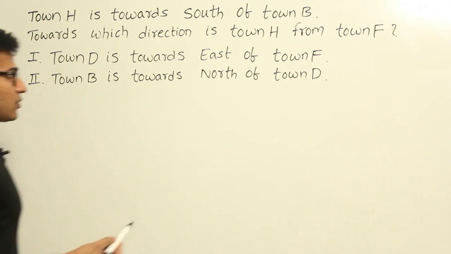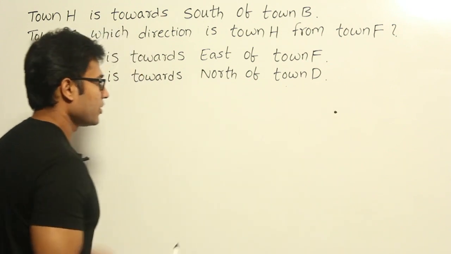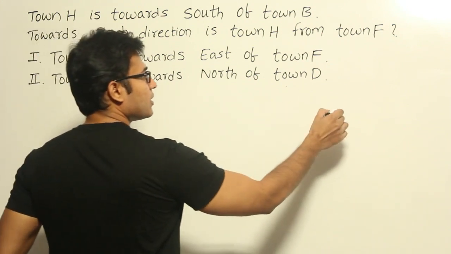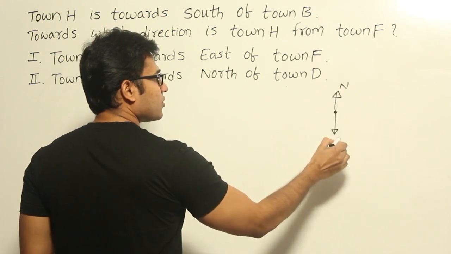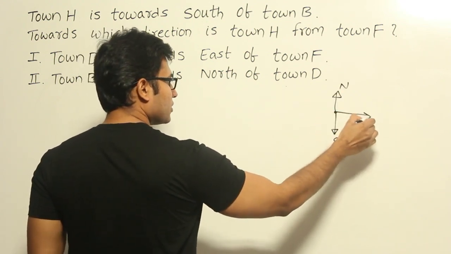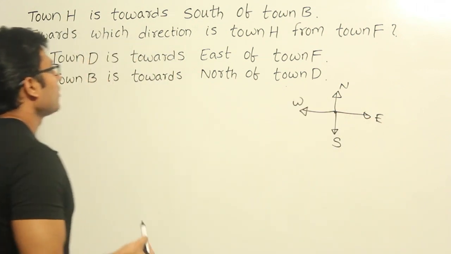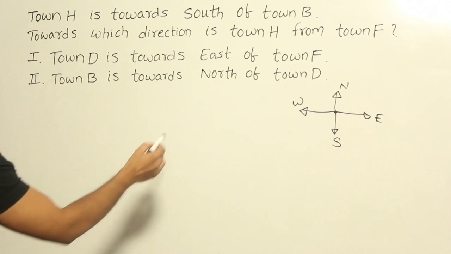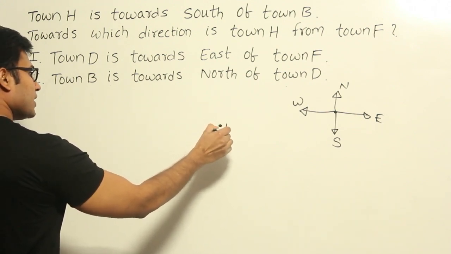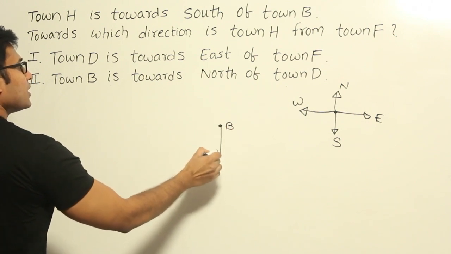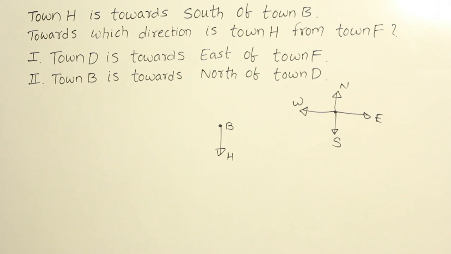Before going ahead, you should know where the directions are. If you take this as a point of reference, north is towards this direction and south is down, and this way there is east and this way there is west, right? Now in the question they are saying town H is towards south of town B. Therefore if you take B as the point of reference, then H is to the south of it.